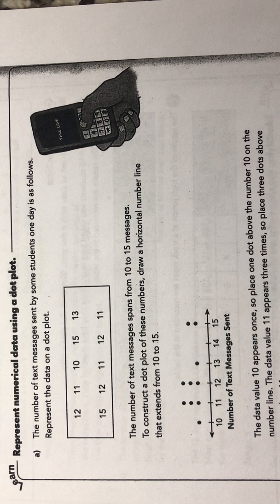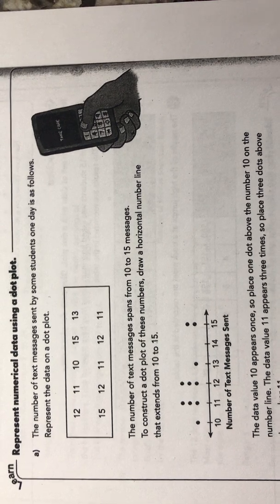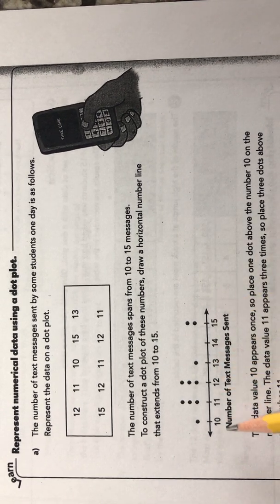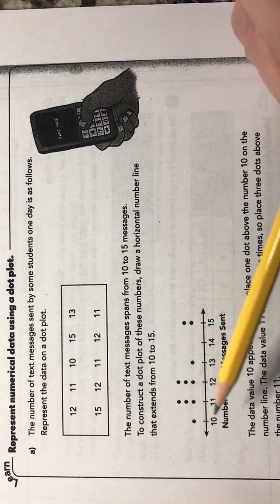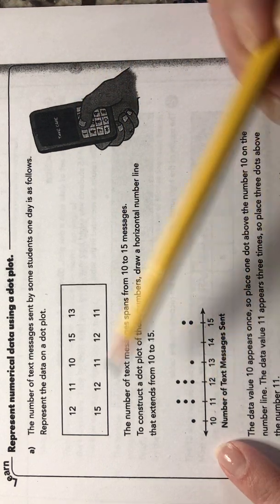Okay, so here are our numbers. The number of text messages spans from 10 to 15 messages. To construct a dot plot of these numbers, draw a horizontal number line that extends from 10 to 15. Here's our horizontal number line. It starts at 10, ends at 15. Number of text messages.